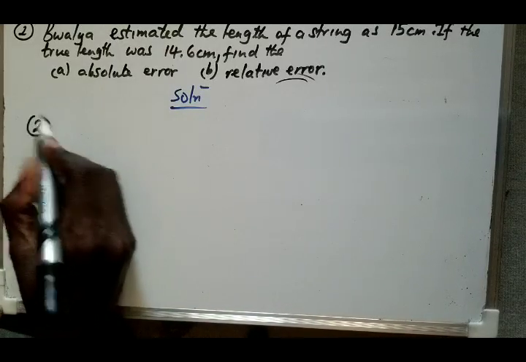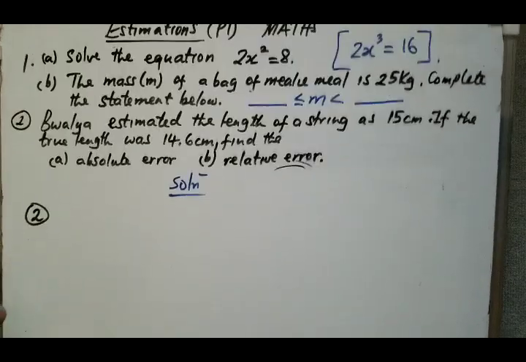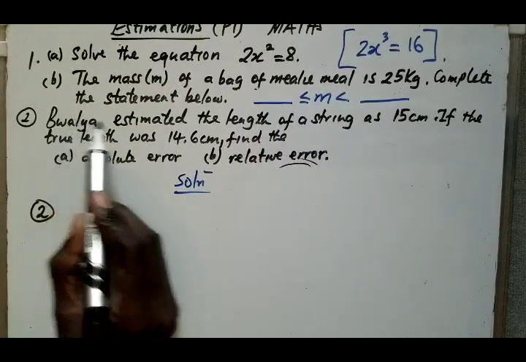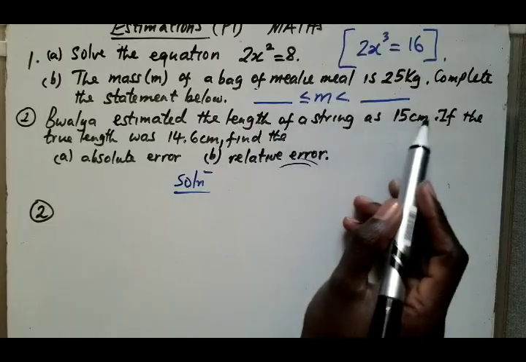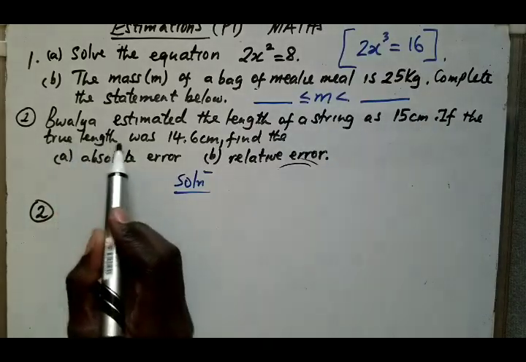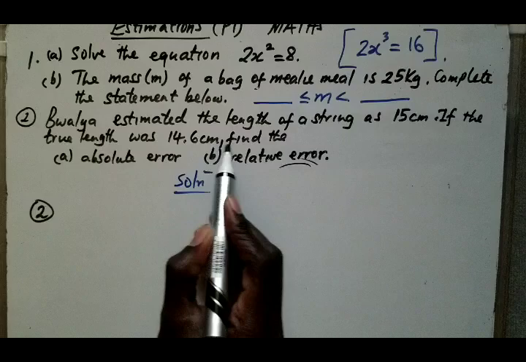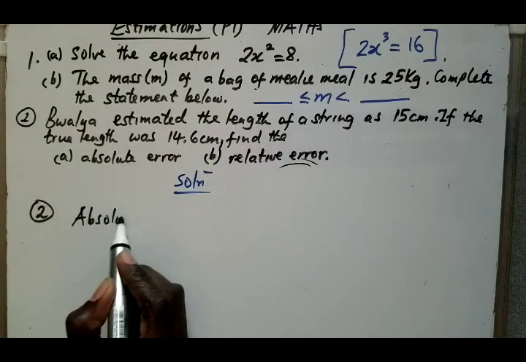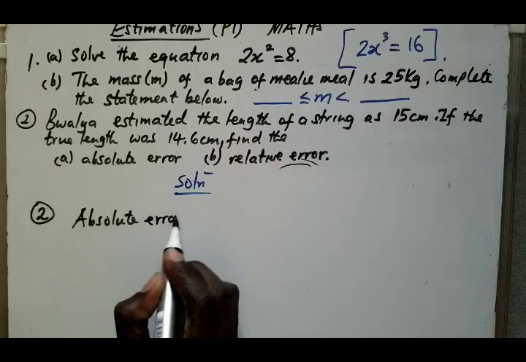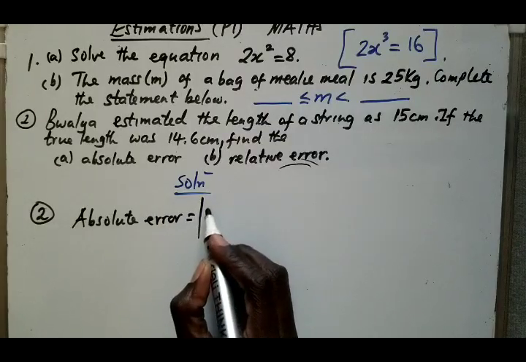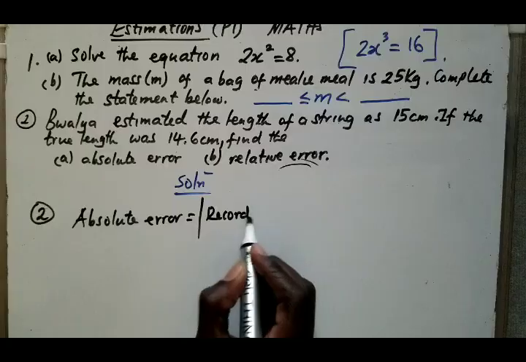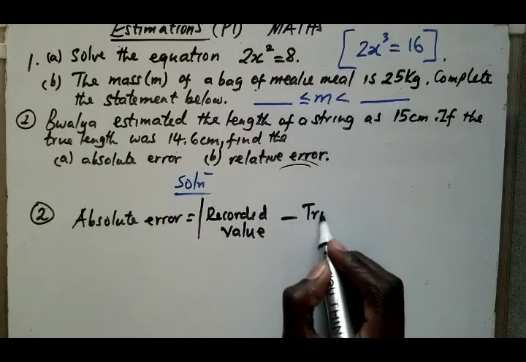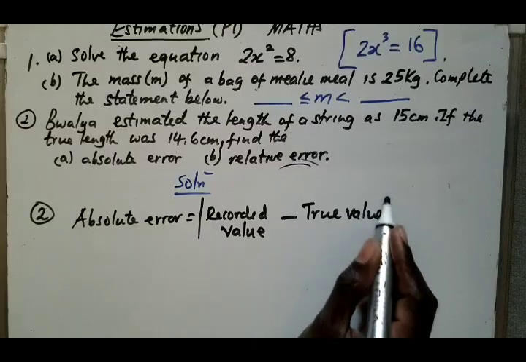So for number 2, let me just bring it down so that you are able to see there. Number 2 says that Bwadia estimated the length of a string as 15 centimeters. If the true length was 14.6, find the absolute error. So remember what I told you. The absolute error can also be gotten by the modulus of the recorded measurement or the recorded value minus the true value. That's what we said.